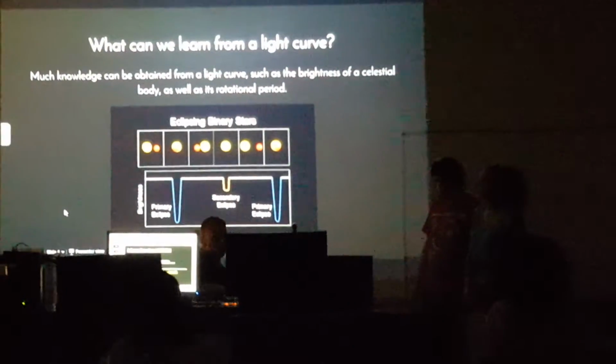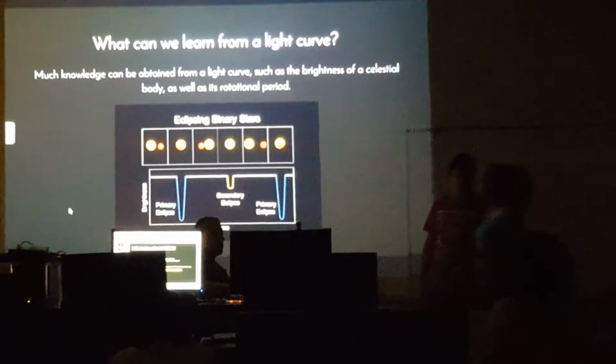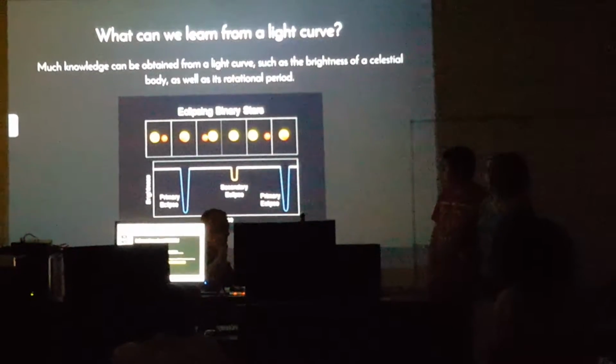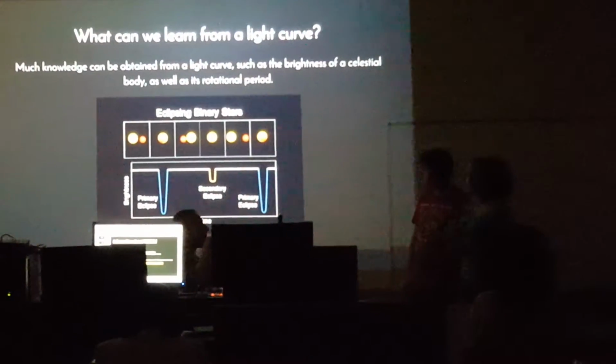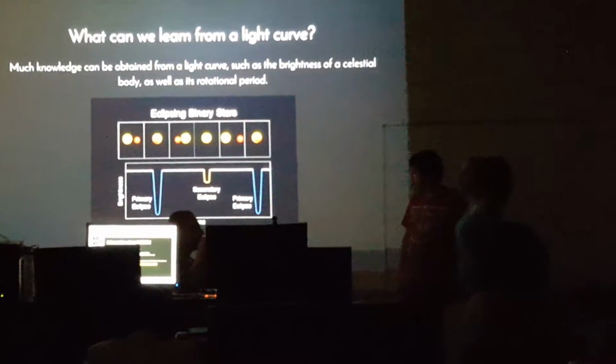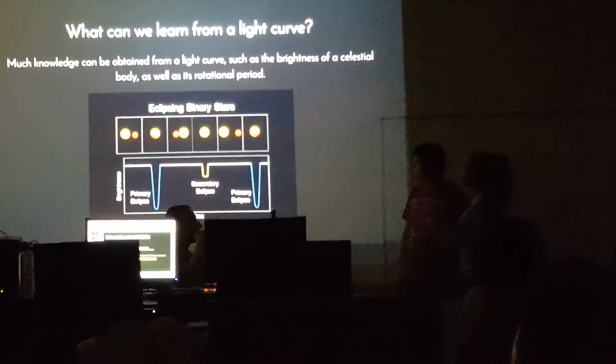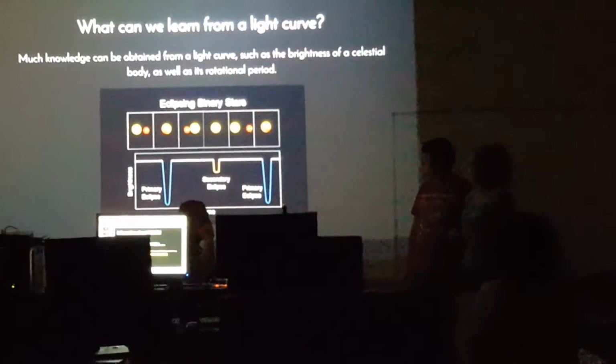Okay, so what can we learn from the light curve? Well, there are a lot of things we can learn. We can find out the brightness of both stars and which one's brighter, like he was saying. The bigger dip that we get in the light curve graph shows which star is brighter. We can also find the rotational period of both stars.